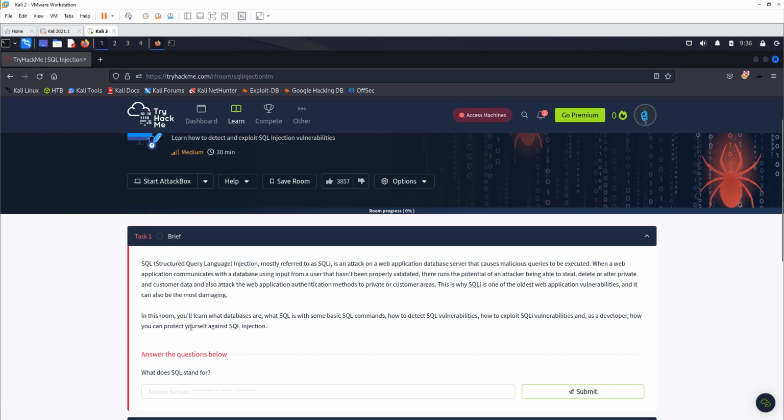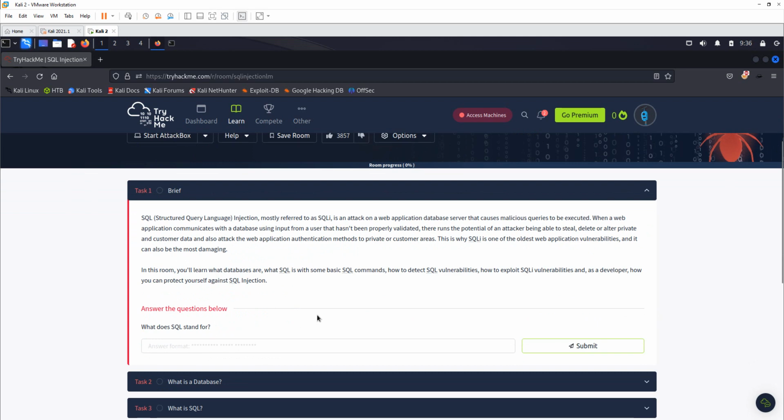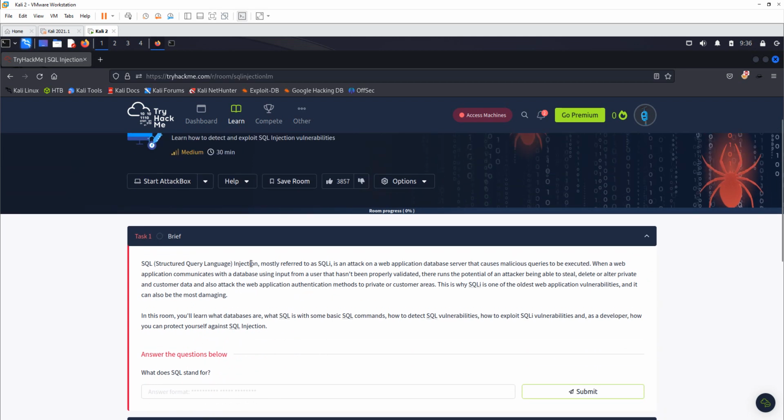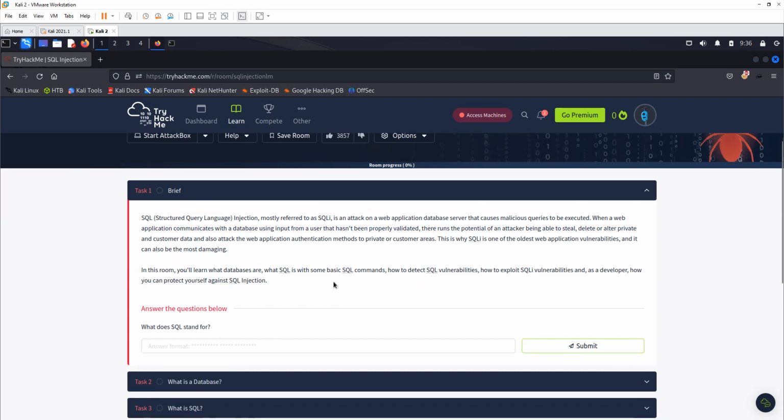So in this room, you learn what databases are, what SQL is with some basic SQL commands, how to detect these vulnerabilities, and how to exploit SQLI vulnerabilities. And as a developer, or someone who manages a web application, you learn how you can protect yourself against this kind of injection, that is SQL injection. Basically, it's just a brief overview of what we are to expect in the coming tasks.